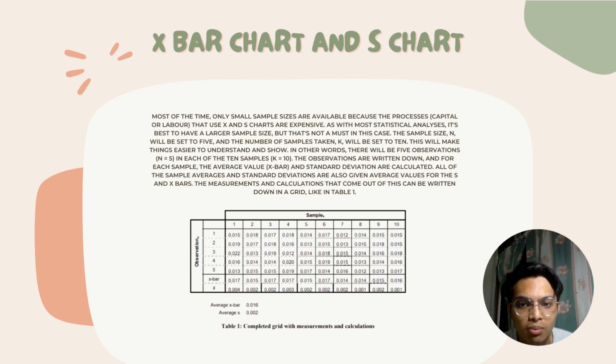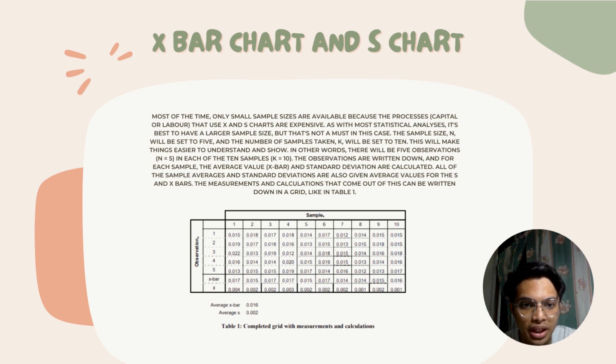Most of the time, only small sample sizes are available because the process, or labels that use X and S charts, are expensive, as with most statistical analysis. It's best to have a larger sample size, but that's not a must in this case, since the sample size N will be set to 5 and the number of samples taken K will be set to 10. This will make things easier to understand and show. In other words, there will be 5 observations in each of the 10 samples.